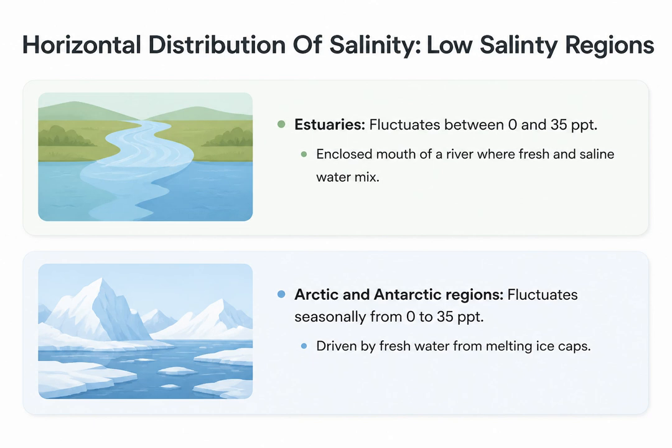Estuaries are prime examples. An estuary is the enclosed mouth of a river where fresh river water mixes with saline ocean water. Because of this constant mixing, the salinity here fluctuates widely, anywhere from 0 to 35. We see similar fluctuations in the Arctic and Antarctic regions. Here, the salinity varies seasonally, again ranging from 0 to 35. This is primarily driven by the massive influx of fresh water coming from the seasonal melting of the polar ice caps, which dilutes the salt concentration in the surrounding seawater.